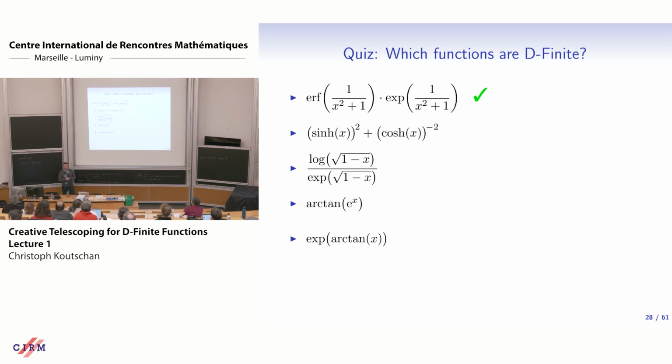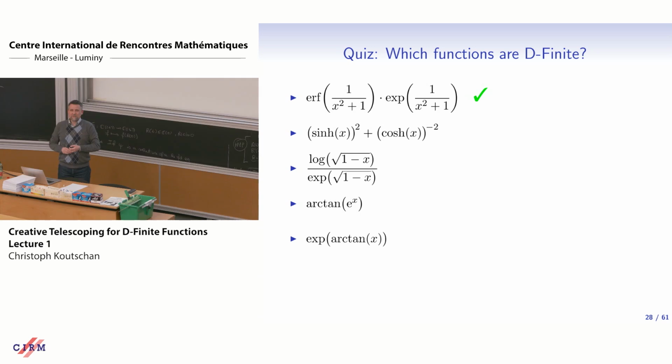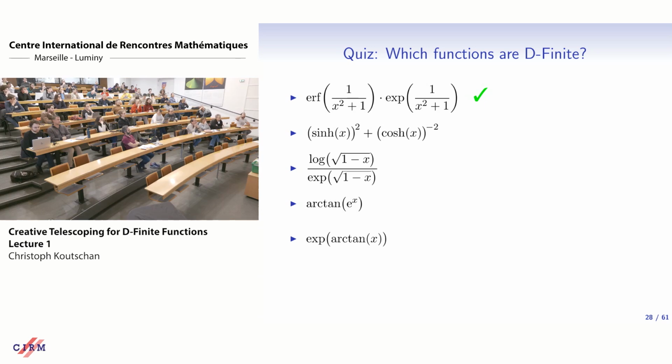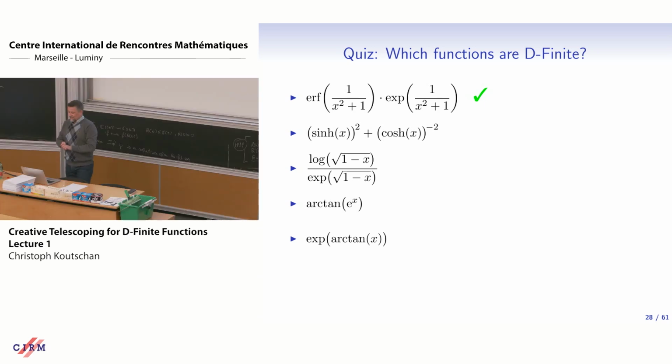Second example. Again, who thinks this is d-finite? Raise your hand. 2, 3. Who thinks it's not d-finite? Yeah, more. And still, like 60% are undecided. This is not D-finite because of the little minus sign here.